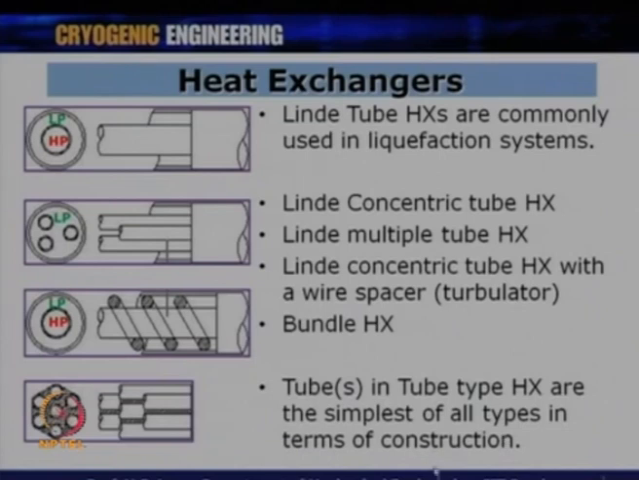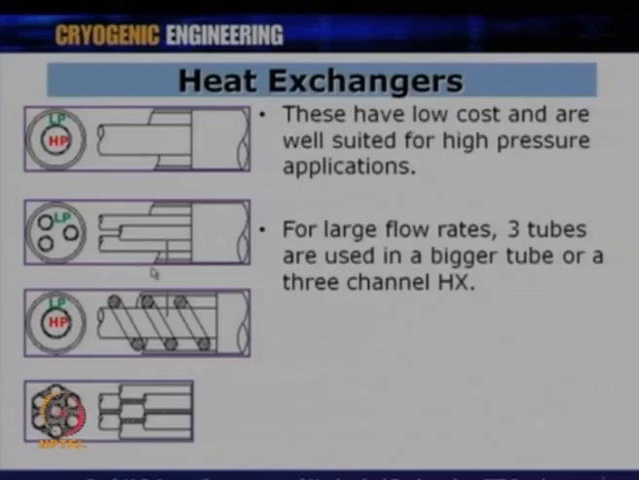The tube in tube type heat exchangers, as you can see over here, are the simplest of all types in terms of construction. All these heat exchangers are actually called tube in tube, and they are simple heat exchangers. From a manufacturing point of view, they are simple, but the amount of heat transfer area that is available here could be limited. They may not be classified under what you call compact heat exchangers, but they are still used in cryogenic heat exchangers. These have low cost and are well suited for high pressure applications.